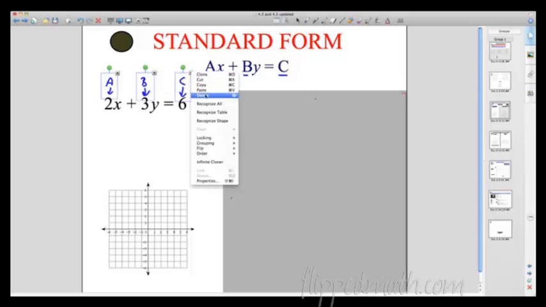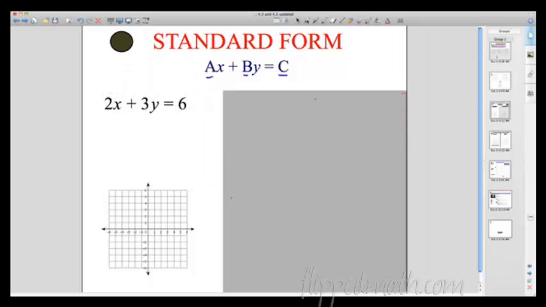Let's see, delete that. Alright, so what I want to do is think about, let's say I want to find the x-intercept from this. Well, when I think x-intercept, what do I think? Well, I think it's some x value when y is 0. So that's how I find the x-intercept.